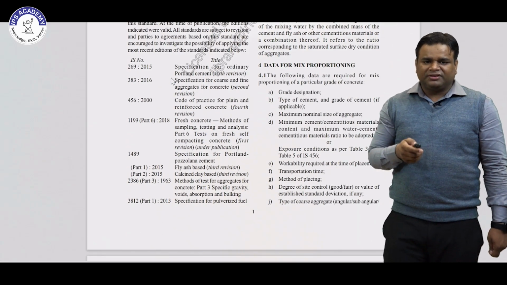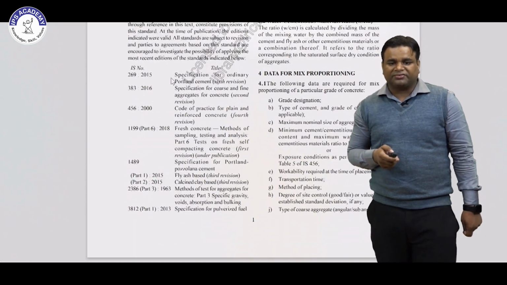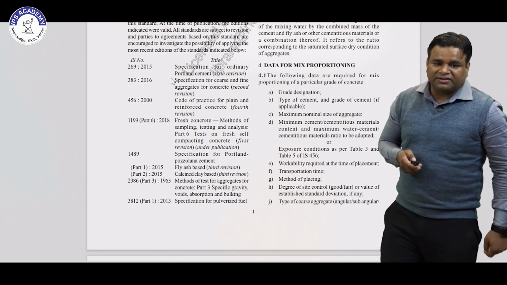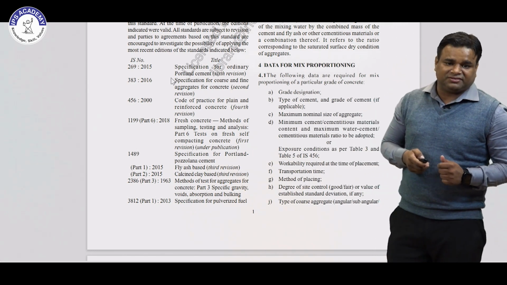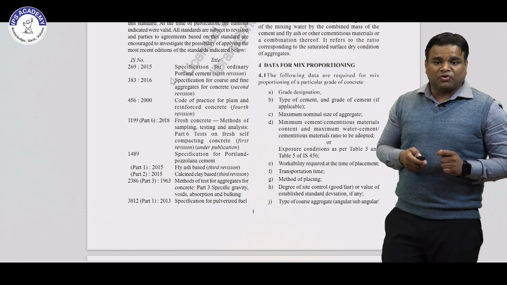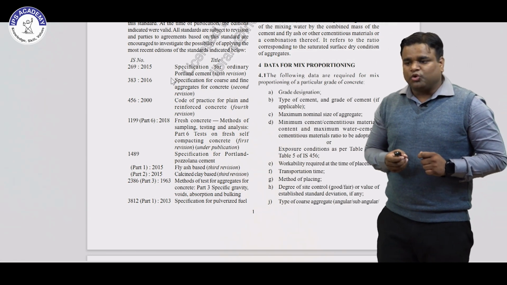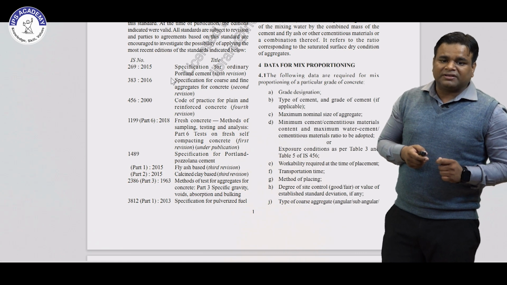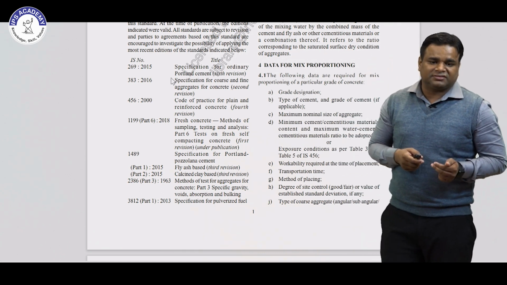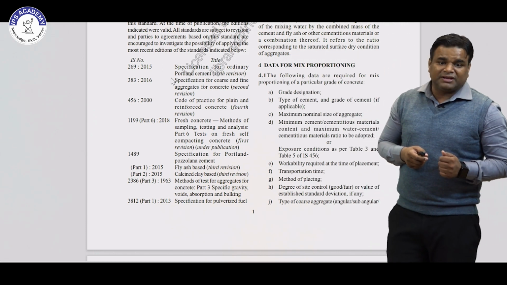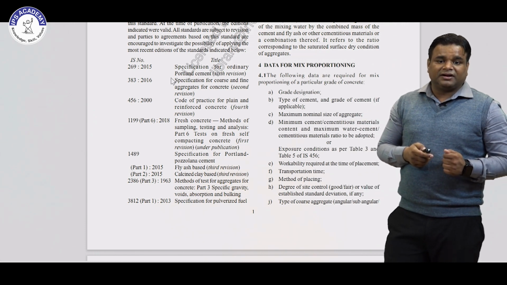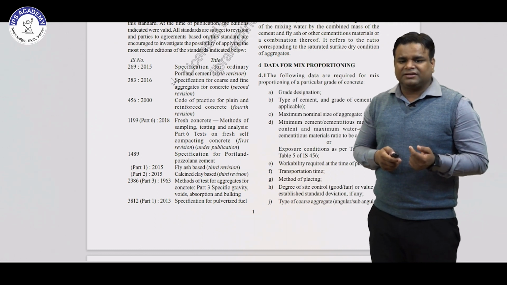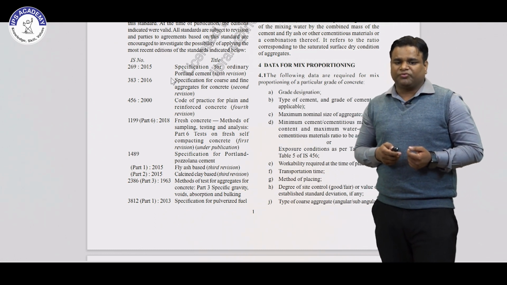Then terminology, these are some terminology. We have water cement ratio and water cementitious ratio, and these are some mix proportioning data which is required to design the concrete. First one is grade designation, then type of cement, grade of concrete, grade of cement, just like OPC. If you are using OPC, then 33 grade, 43 grade and 53 grade are applicable. Then maximum nominal size of aggregate, as we discussed in our previous lecture. Then minimum cement content and cementitious material, maximum water cementitious material ratio to be adopted, which are given in table number 3 and table number 4 of IS 456 2000.